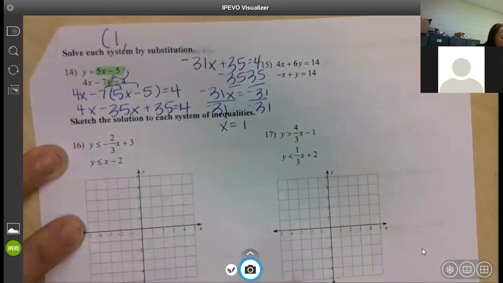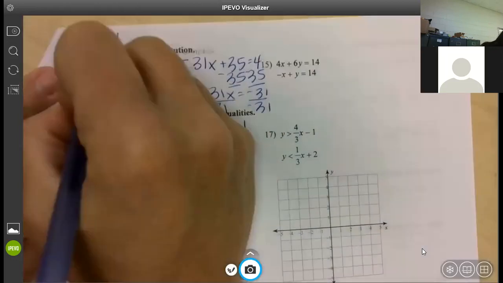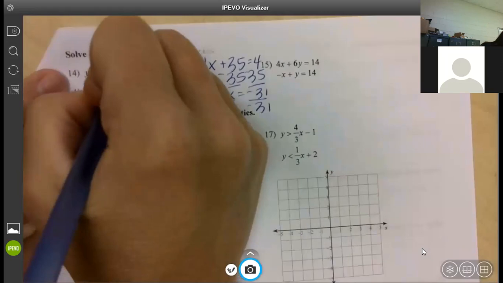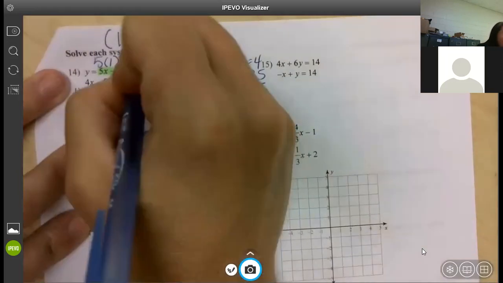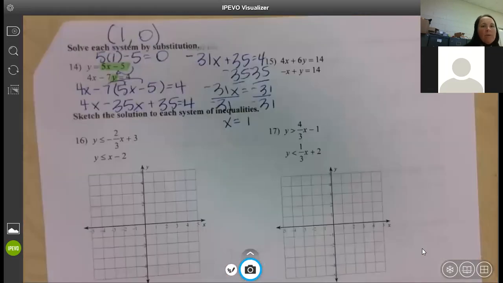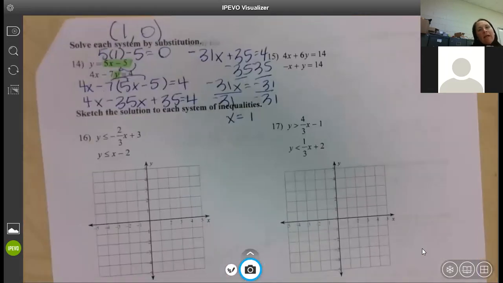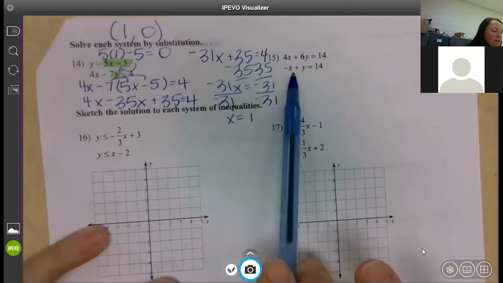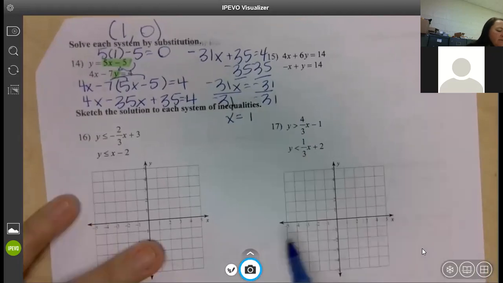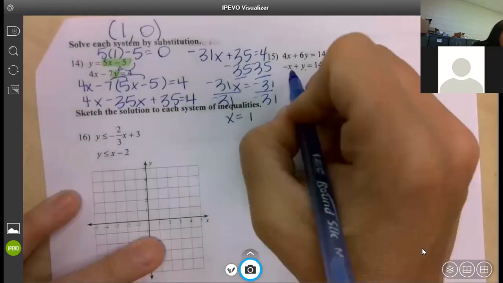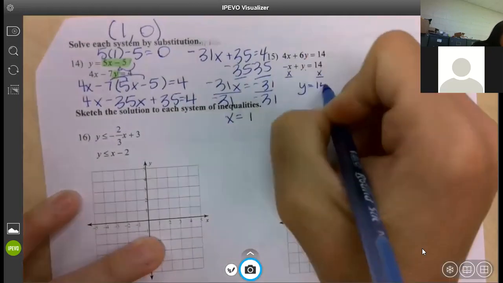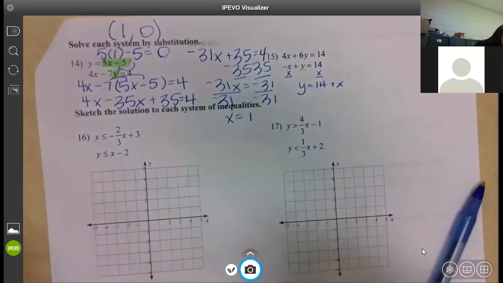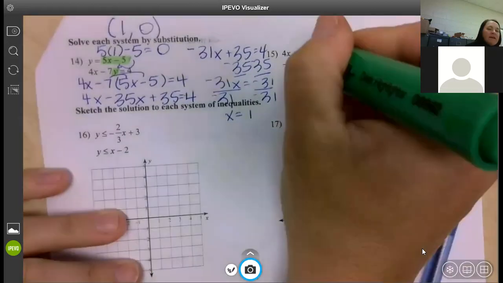How do you get your y? Plug it in right here. What is 5 times 1 minus 5? 5 times 1 is 5. Minus 5 is 0. So your answer is 1, 0. All right. Again, on 15, you might want to switch the front two, but if you see this where y is kind of by itself, we can move this x over and get y equals 14 plus x, and then plug it into the other one if we want to.